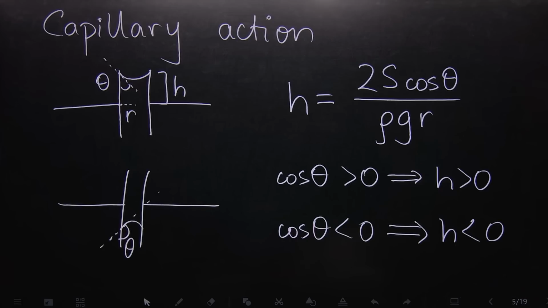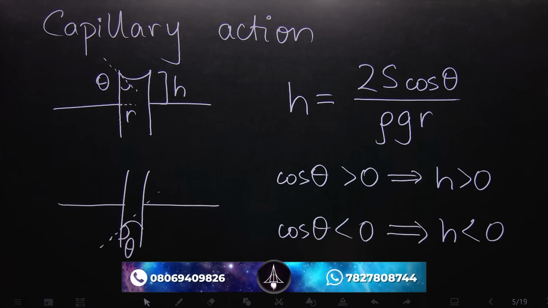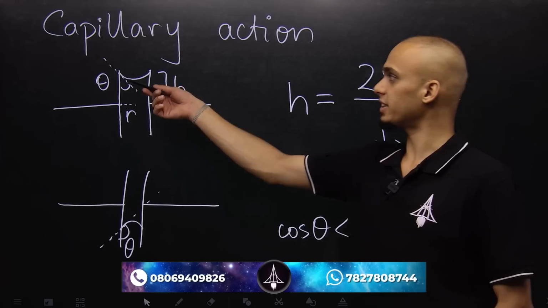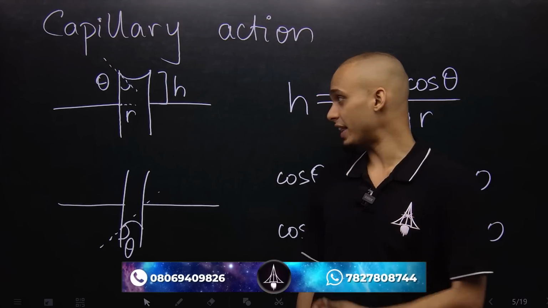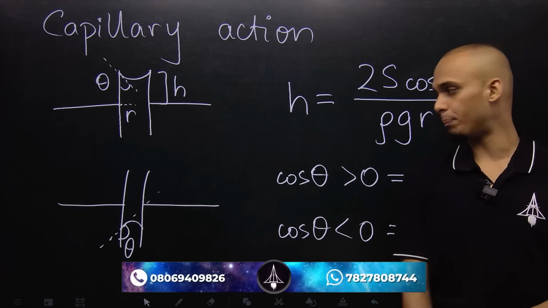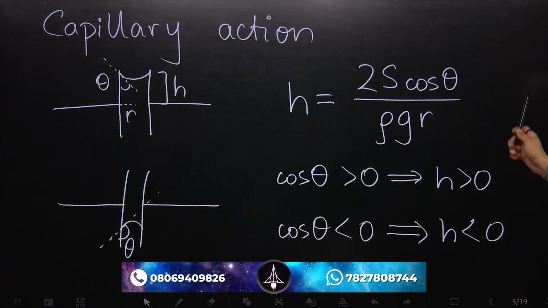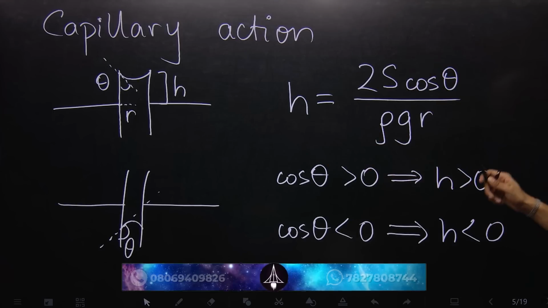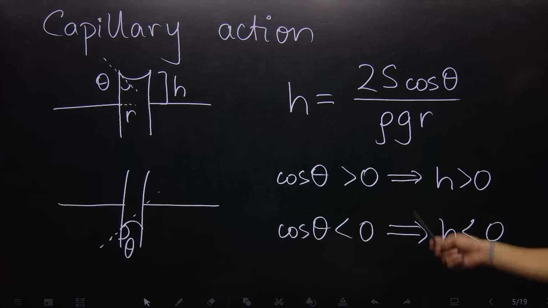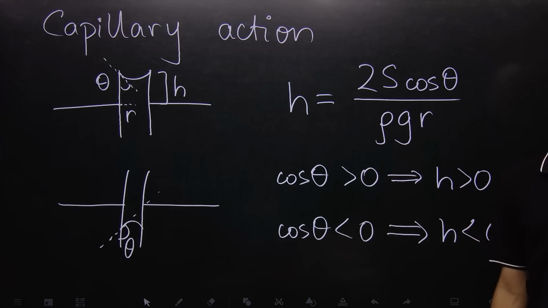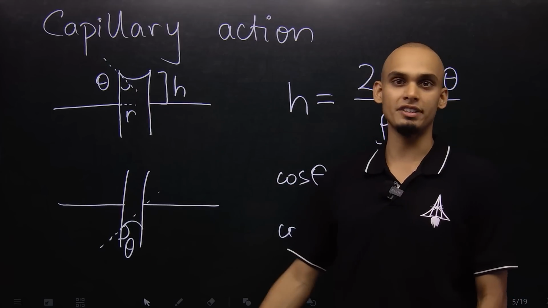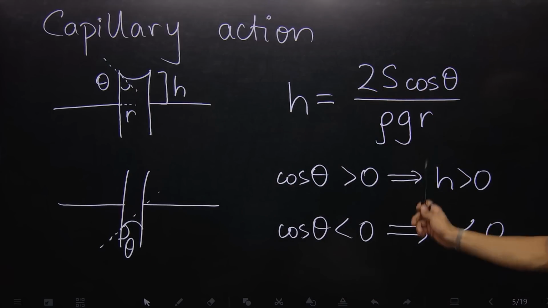And liquids also show capillary action as a result of their meniscus. If a liquid has a lower meniscus, then there will be a capillary rise. If a liquid has an upper meniscus, there will be a capillary depression. And this can be summarized using only one formula for capillary action, that is, the height h will be 2S cos theta, where theta is the contact angle with the walls of the capillary, upon rho g r, where r is the radius of the capillary.